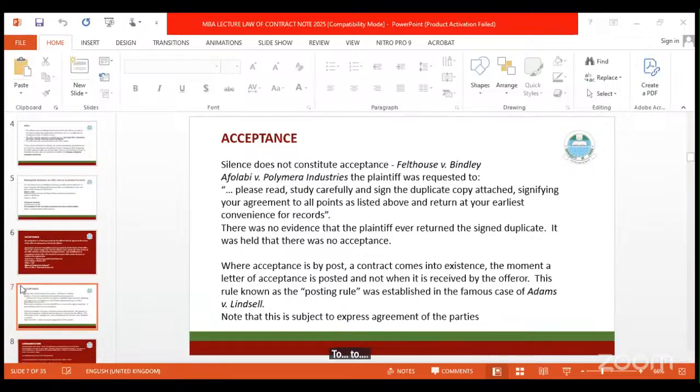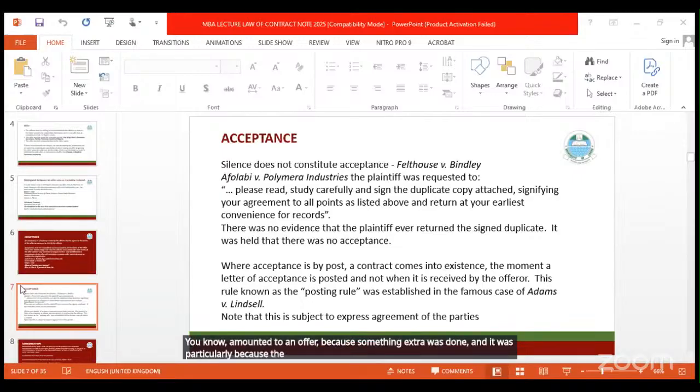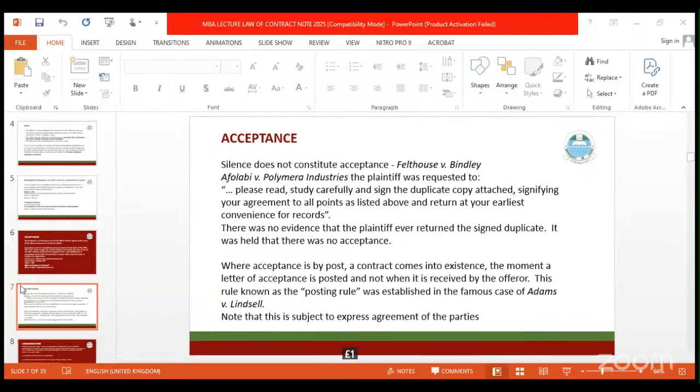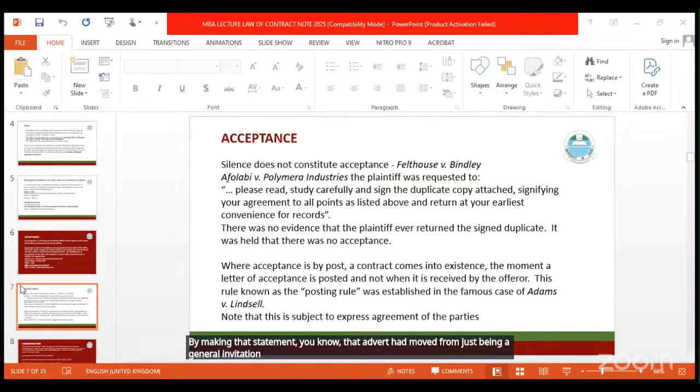to offers, like in Carlill v Carbolic Smoke Ball Company, for example. The advertisement amounted to an offer because something extra was done, and it was particularly because the owner of the company said, "Look, we have deposited £1,000 with our bankers." By making that statement, that advert had moved from just being a general invitation to trade to becoming an offer.